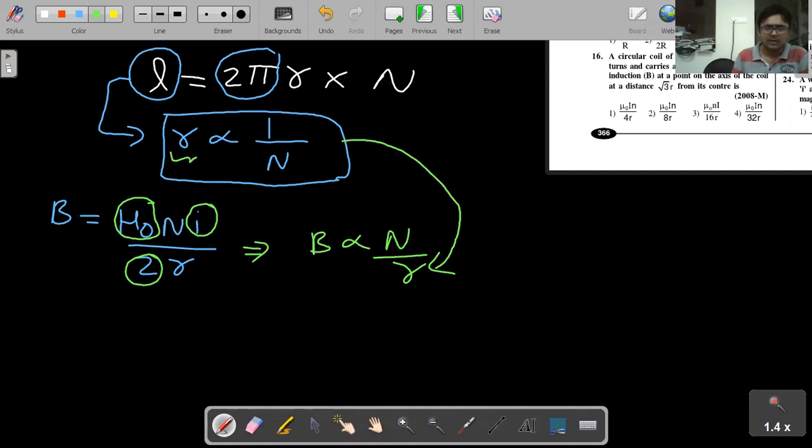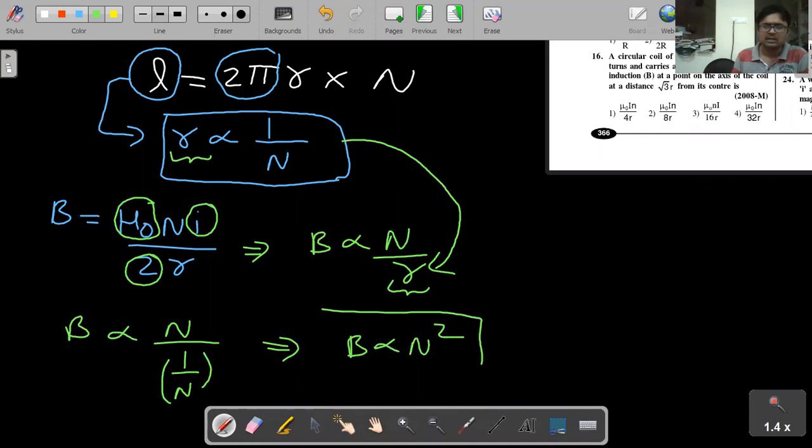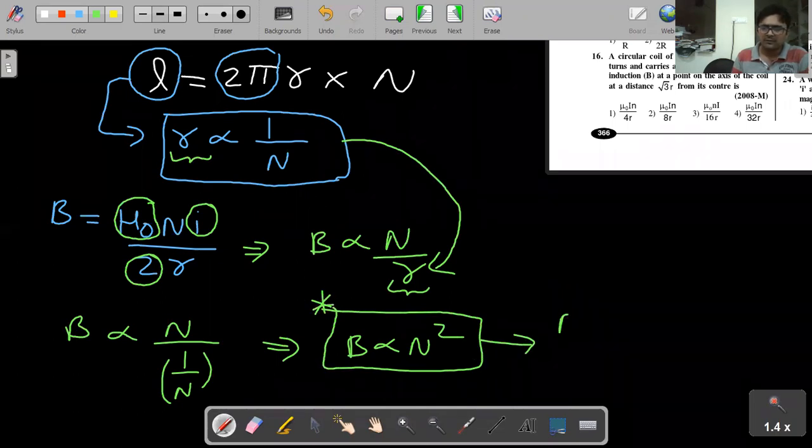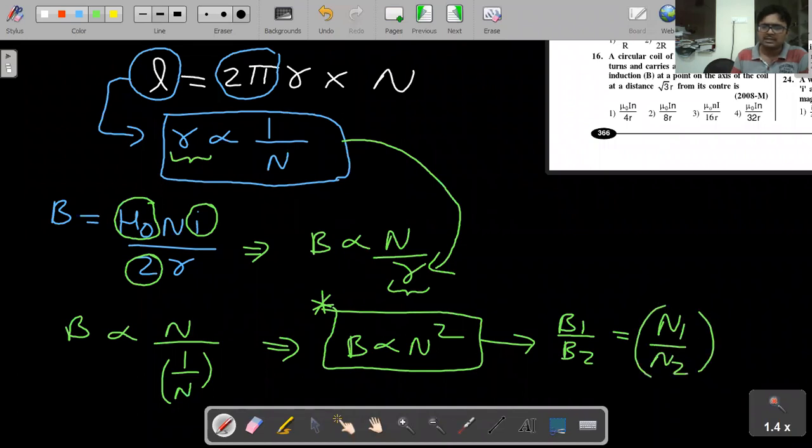So in the place of radius, what can I write here? B is proportional to N by 1 by N. If I substitute like that, finally I can write B is proportional to N square. This is the formula for unwound and rewound turns. From this information, can I write B1 by B2 is equal to N1 by N2 whole square? Is it clear?